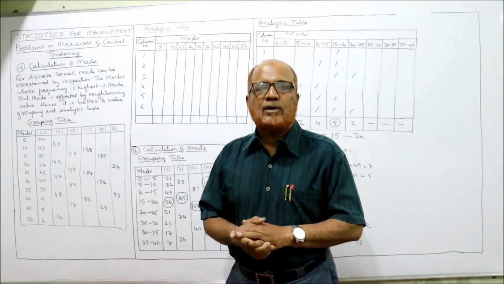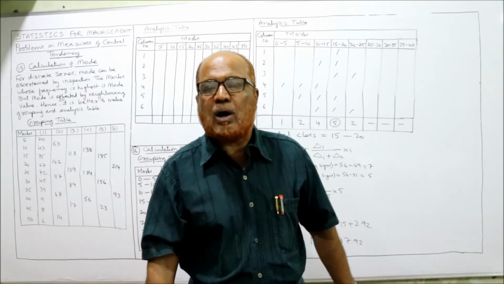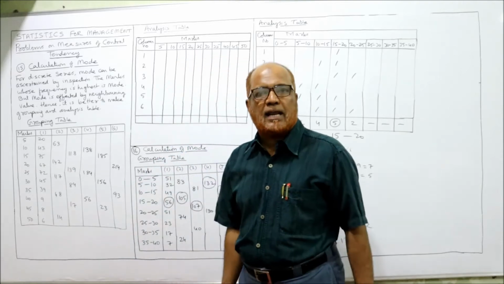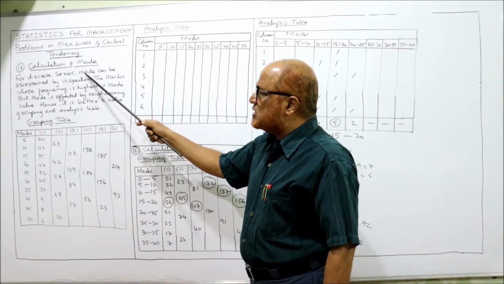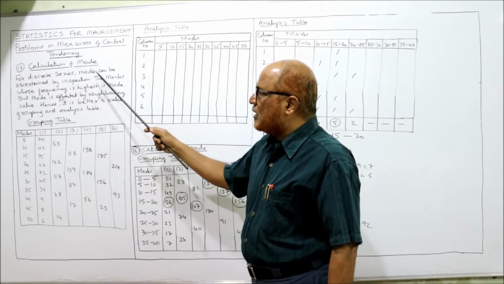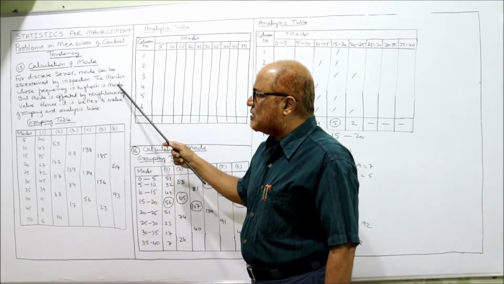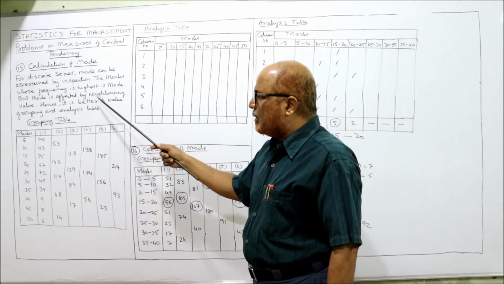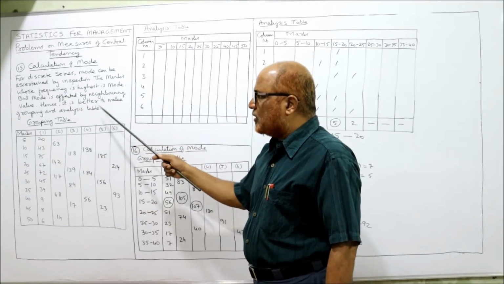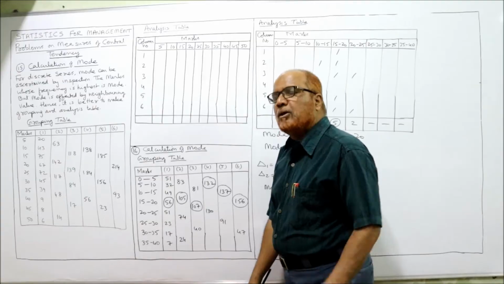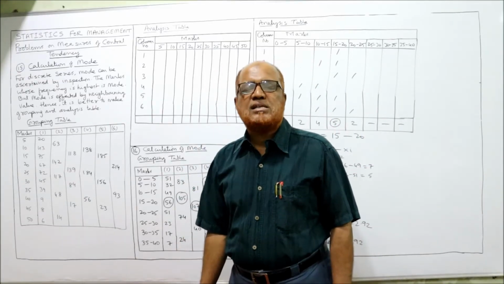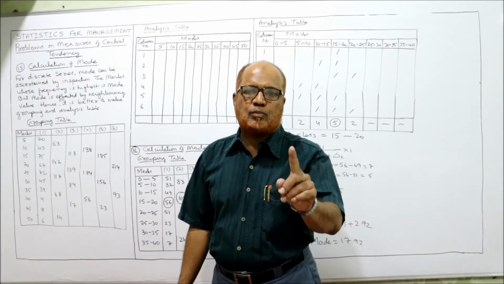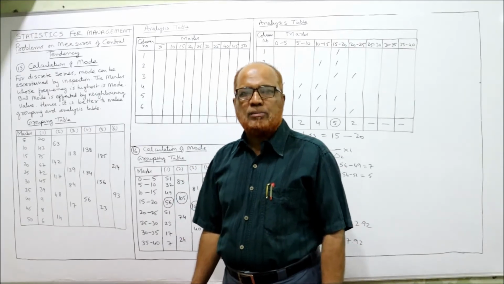In this problem, I am going to explain how to make the grouping and analysis table. See here, I have written calculation of mode for discrete series. Mode can be ascertained by inspection. The mark whose frequency is highest is the mode. But mode is affected by neighboring values. So hence it is better to make a grouping and analysis table. So what is a grouping table? A grouping table is a table in which there are 6 columns. First point you remember: 6 columns we have to make.